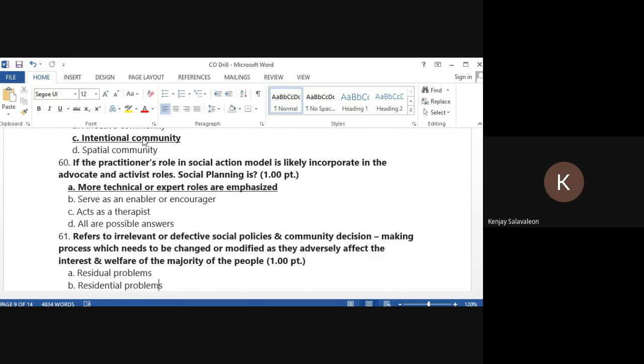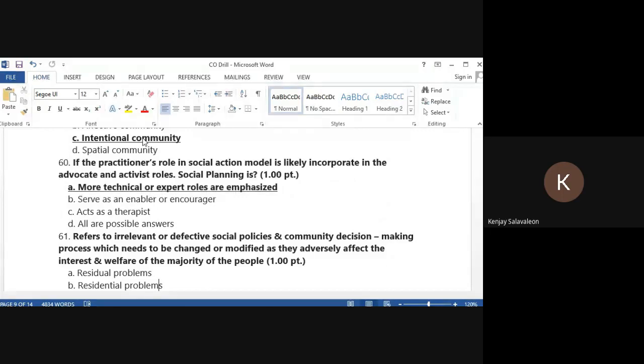Serve as an enabler or encourager, ito mas nakilala ito sa locality development. Act as a therapist, ito naman is casework. D, all are possible answer, it is incorrect to assume. No? Kasi social planning is more on with technical or expertise of the planning bodies.